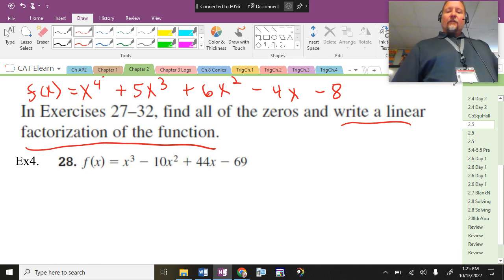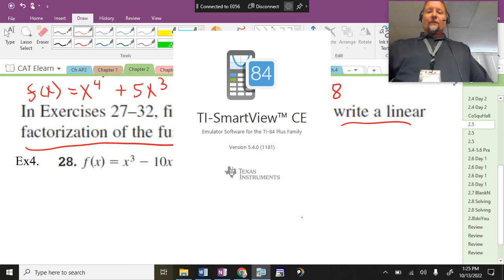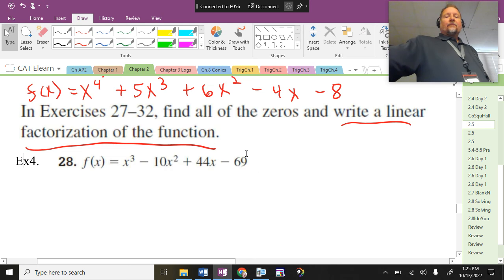Okay, well, we're going to go to the graphing calculator. Give it a second. It always takes forever to open up. There it goes. We'll wait.